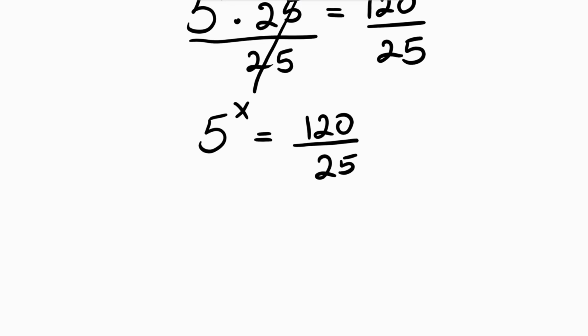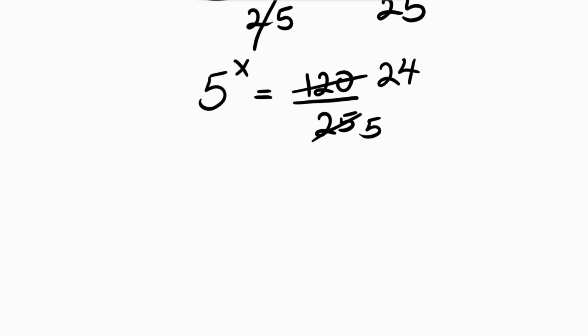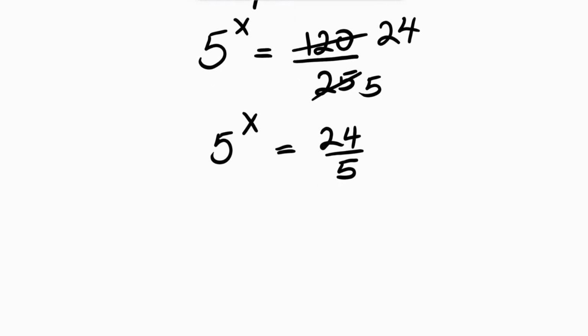So let's try to break this down. 5 here will give us 5, 5 here will give us 2, and then 5 in 20 is 4. So we have 24 over 5. So 5 raised to the power x is equal to 24 divided by 5.